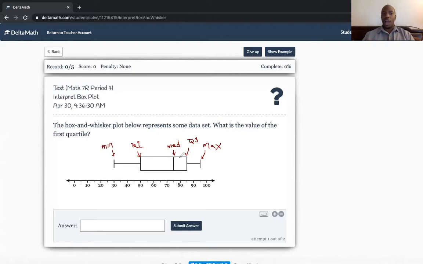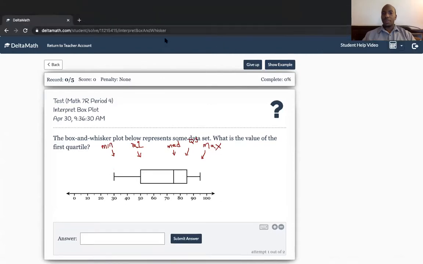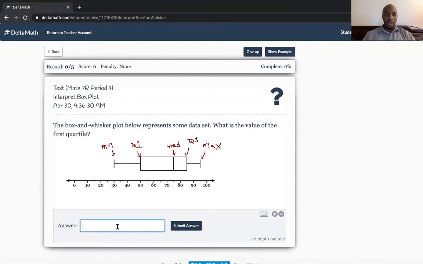They want to know what is the value of the first quartile, and that's pretty simple now that we can look at it. We can say, okay, we know quartile 1 is right here. What is that data value? That data value is 50. So the 50 is my quartile 1.